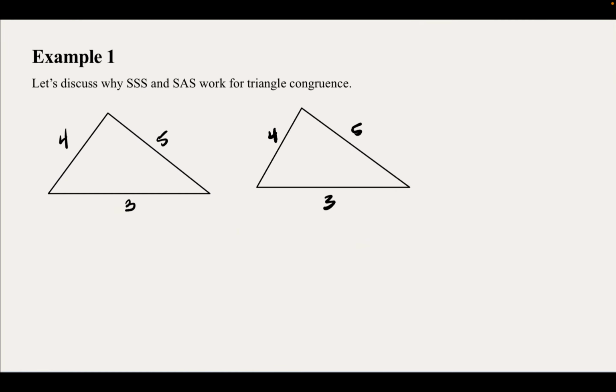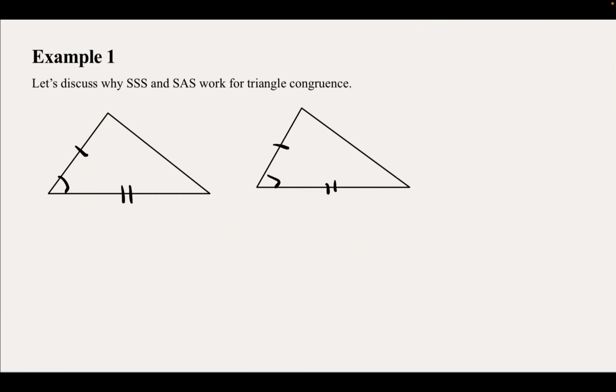For side, angle, side, if I have two triangles, and I'm going to say that they're congruent, and they're congruent by SAS, I want you to think about this side right here. That's across from that angle. Can you change this triangle so that this side length is different, but everything else stays the same?